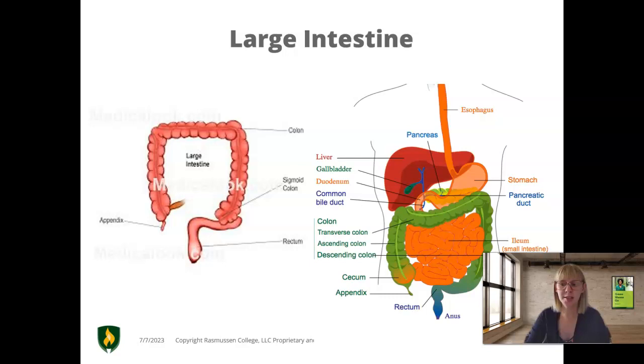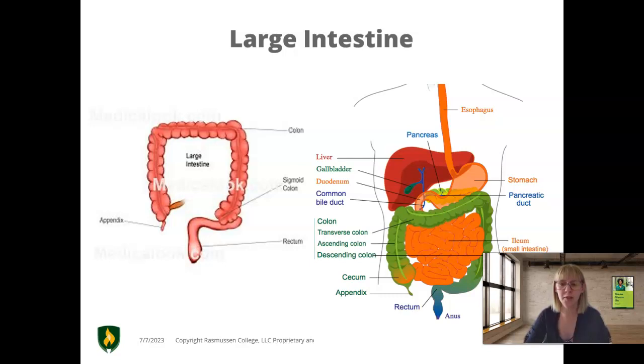The colon continues across the abdomen to the left side to make the transverse colon. This will curve beneath the spleen. The transverse colon will turn downward to form the descending colon, and the descending colon continues until it forms the sigmoid colon and the rectum.